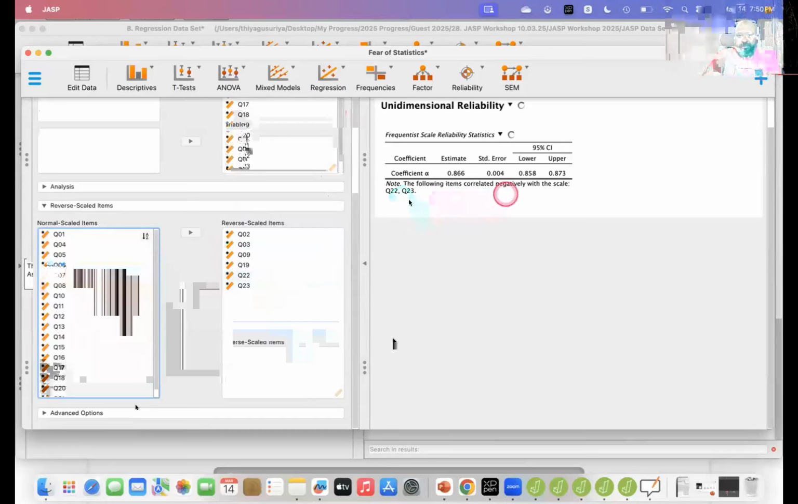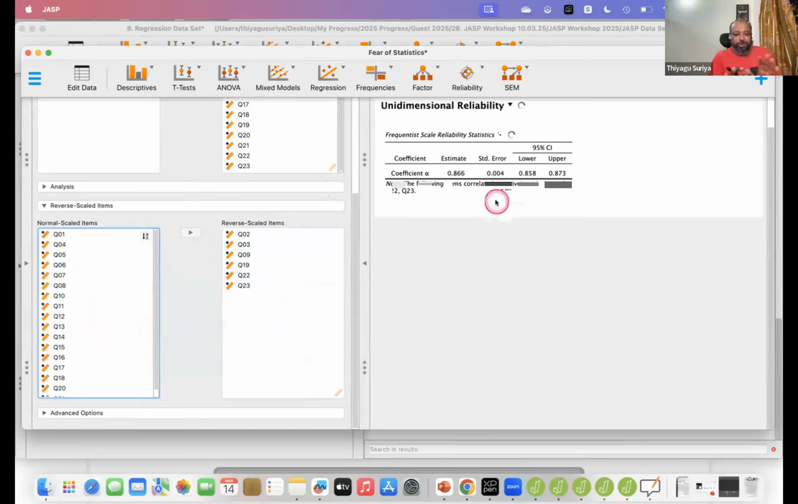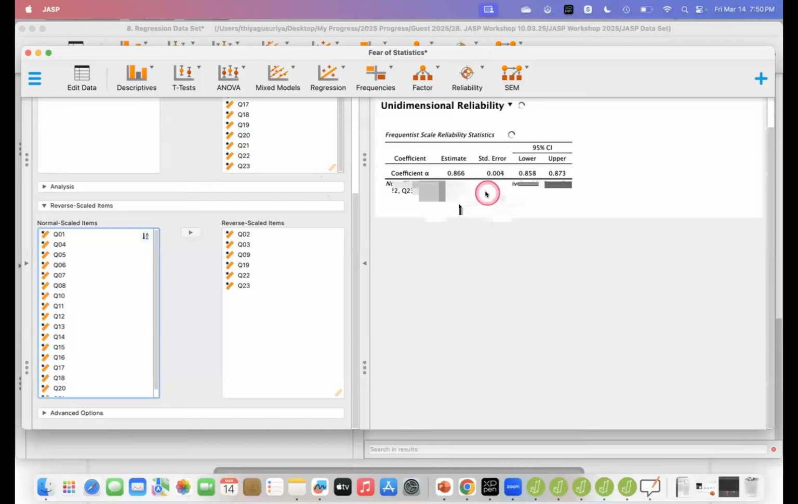Now you can see nothing is there. The following items are over. Right now there is no error. What is my estimate value? Now it is 0.89, which is improved. Therefore, my reliability score is more than 0.7, so it is reliable. My tool of 23 items is reliable.